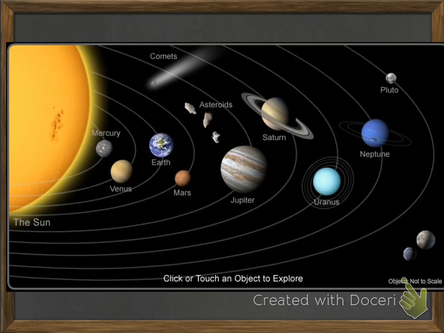Now, here is a look at our solar system. Again, the sun, Mercury, Venus, Earth, Mars, Jupiter, Saturn, Uranus, Neptune, and Pluto's mentioned there, although this is somewhat of an old picture.